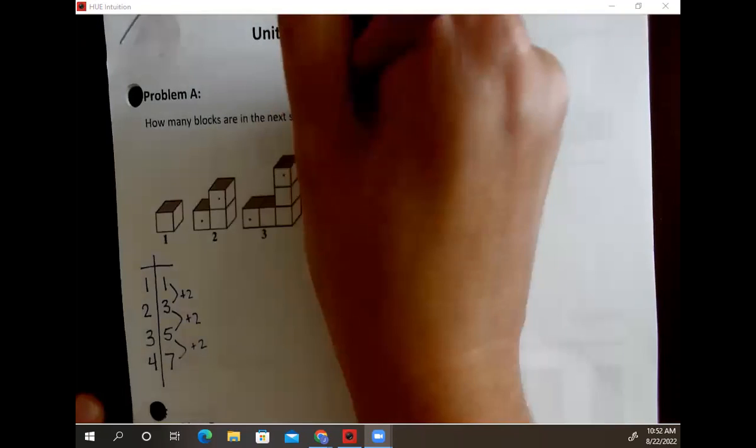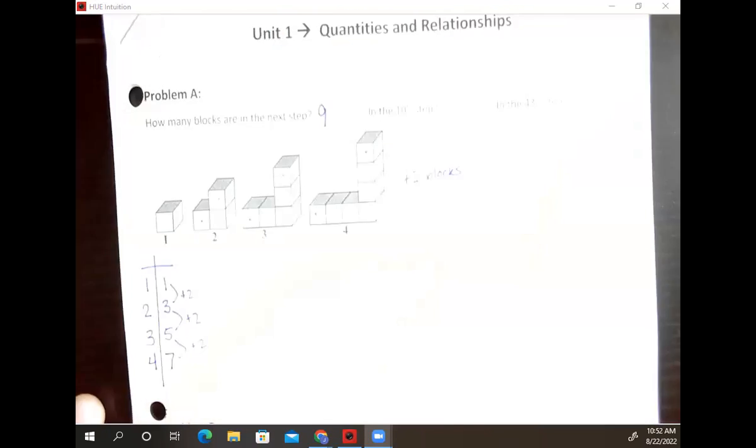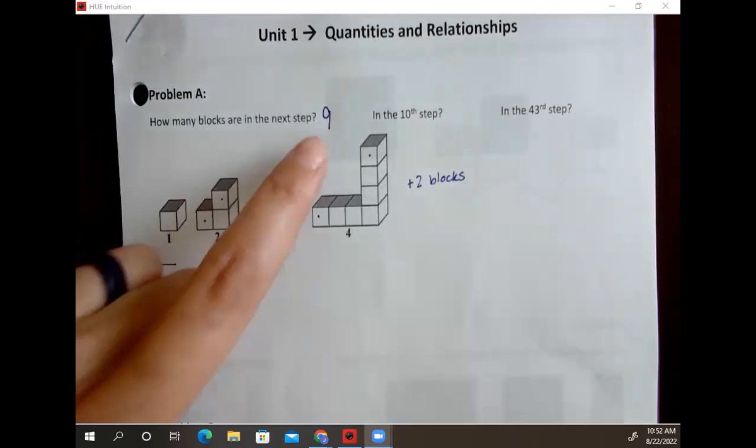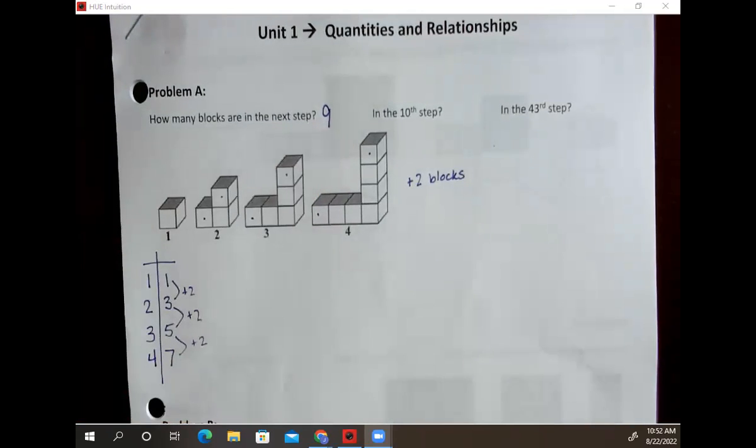The next one's got to be 9. So we'll have 9 blocks in the next step. Perfect. And now I want you to take a minute and think about how many blocks you would expect to see in the 10th step. So we've gone up through, I should say, the 5th step. The 5th step is going to have 9. I want you to take a minute and think about how many blocks we could expect in that 10th step.